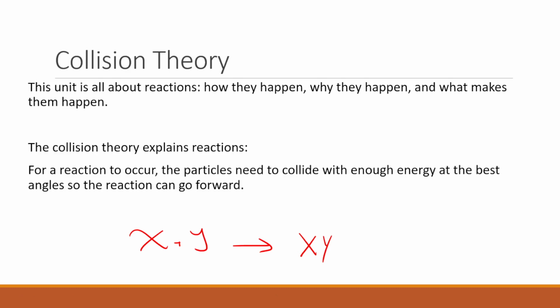Collision theory is the theory that talks about how we go from reactants to products. Collision theory states that in order for a reaction to happen, the reactants, the particles involved, need to collide with the right amount of energy at the best angle. They need the right amount of energy and the correct angle in order for that reaction to happen.